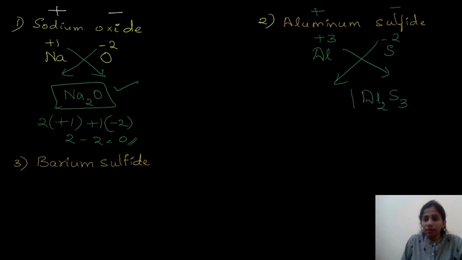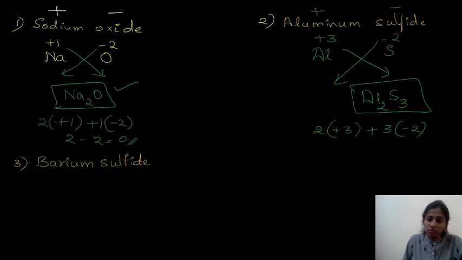Al2S3. Now let me check if the total charge is 0. 2 times the charge of aluminium, +3, plus 3 times the charge of sulfur, -2. So 6 minus 6, it is 0. So this formula is also right. Example 3, barium sulfide.